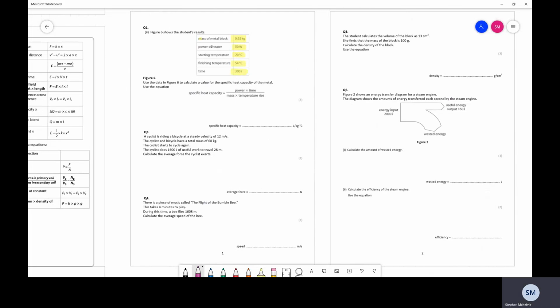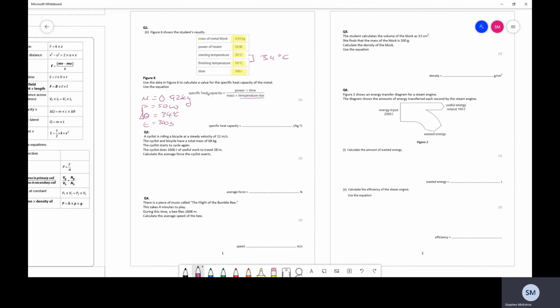So first thing I'm going to do is collect all of my terms. I'm going to write down that my mass is equal to 0.92 kilograms, that the power is equal to 50 watts. The starting temperature was 20, the finishing temperature was 54, so the difference between those is 34 degrees Celsius. They've asked for the temperature rise, so that's the one I've got to include. They give us two temperatures there. I know that the symbol for that is delta theta, and I'm going to give that as 34 degrees Celsius, and the total time t was 300 seconds.